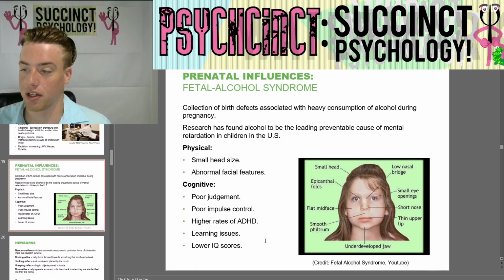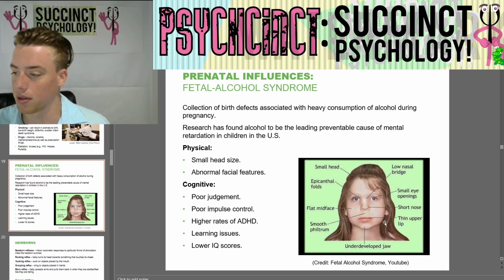So we have here fetal alcohol syndrome. It is a collection of birth defects associated with heavy consumption of alcohol during pregnancy. Research has found alcohol to be the leading preventable cause of mental retardation in children in the U.S. So physical effects: small head size, abnormal facial features, so see low nasal bridge, small eye openings, short nose, thin upper lip, underdeveloped jaw, smooth philtrum, flat midface, epicanthal folds.